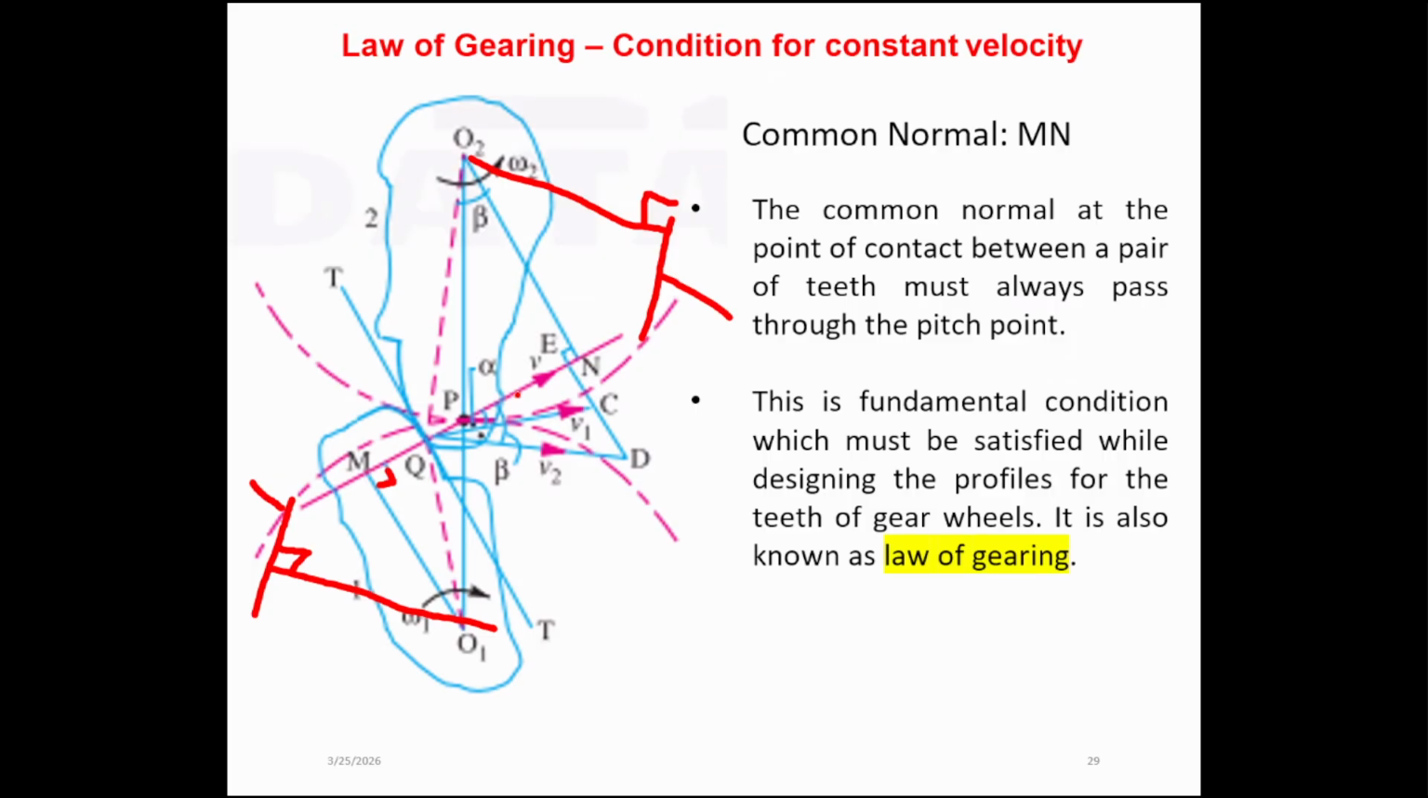Right? So here our common normal is represented as Mn. You cannot draw any other common normal, right?